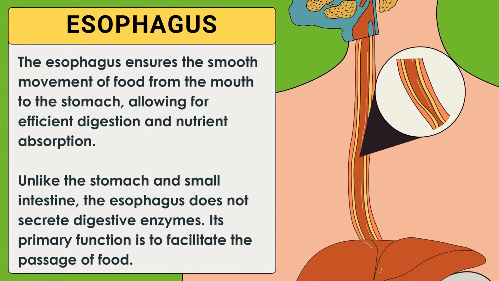Esophagus. The esophagus ensures the smooth movement of food from the mouth to the stomach, allowing for efficient digestion and nutrient absorption. Unlike the stomach and small intestine, the esophagus does not secrete digestive enzymes. Its primary function is to facilitate the passage of food.